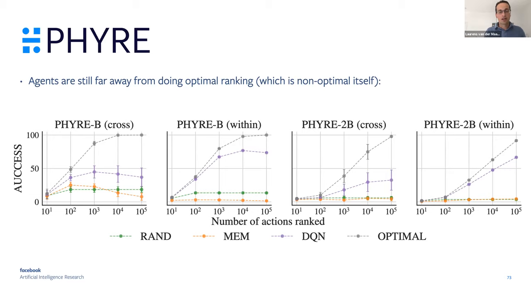And then the other colored lines correspond to other agents. What you see is that an agent like the DQN agent is far below what an optimal ranking agent would get, right? And so in a task like PHYRE, even though it's a very simple task, and as a human you can learn to play it very quickly, current reinforcement learning agents are still very far away from human performance or what is optimal.